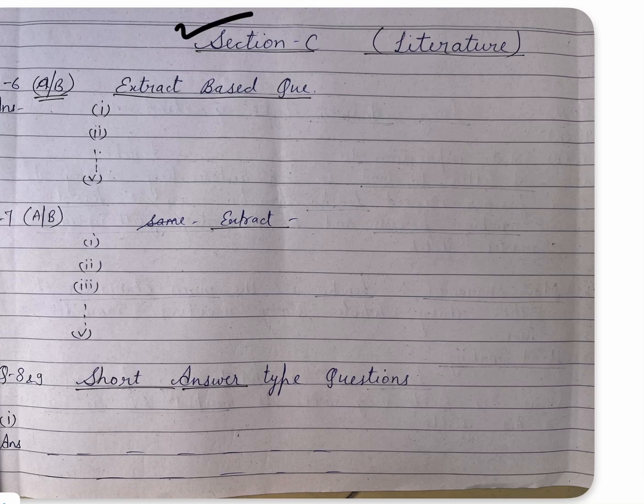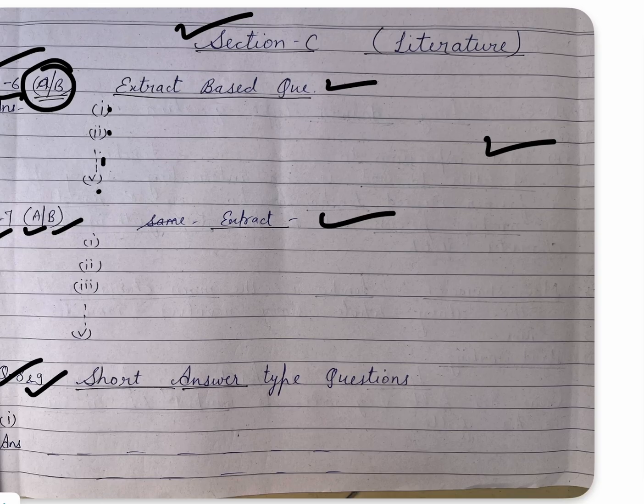Now section C, first mention section C, literature. Now you are to cover the entire literature section. So the first 6 questions will be extract based, so you can mention question number 6, A or B, which one you are attempting. Then question number 1, 2, 3, 4, in the same pattern you have to follow and answer. Then question number 7, once again it is an extract, so A or B, whichever you are solving, solve in the same way.